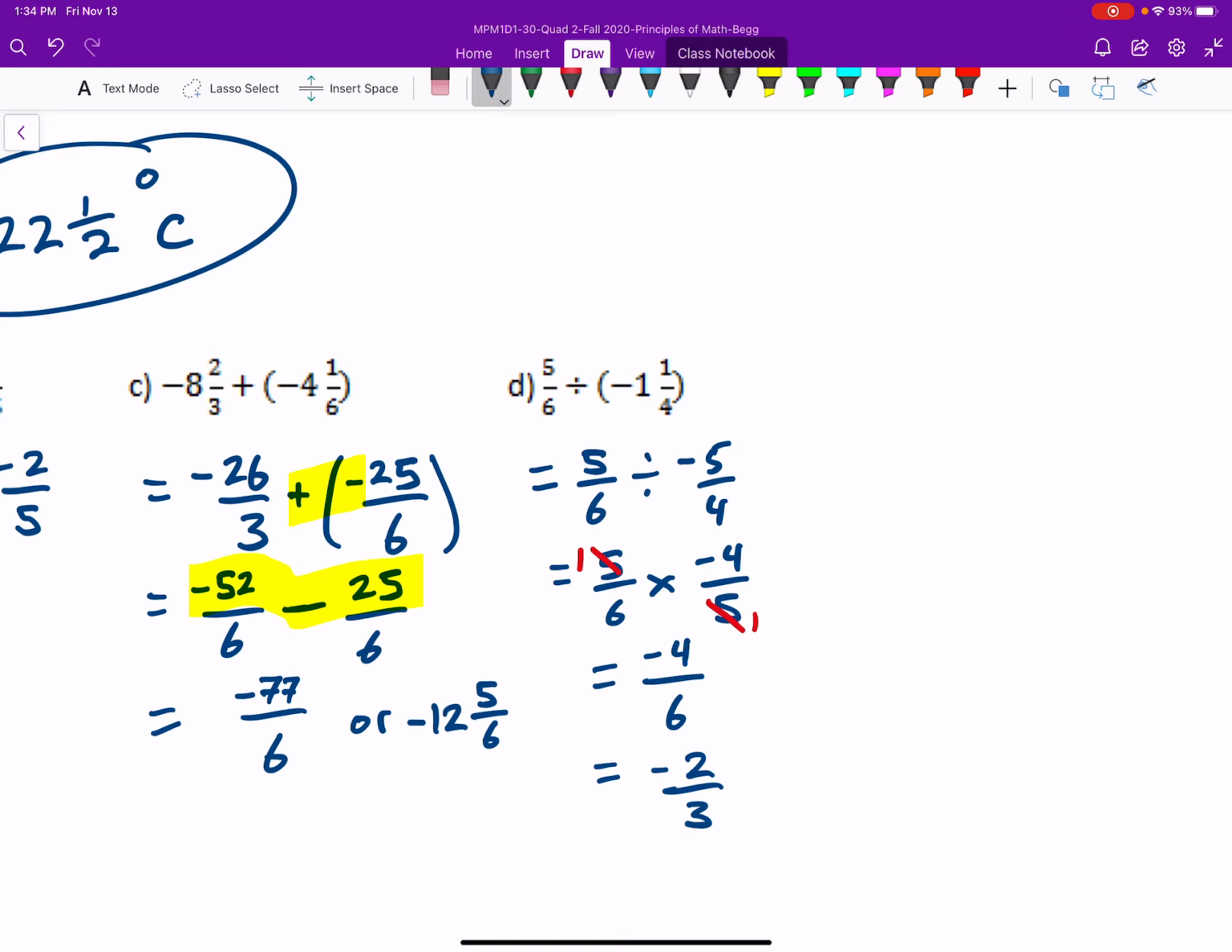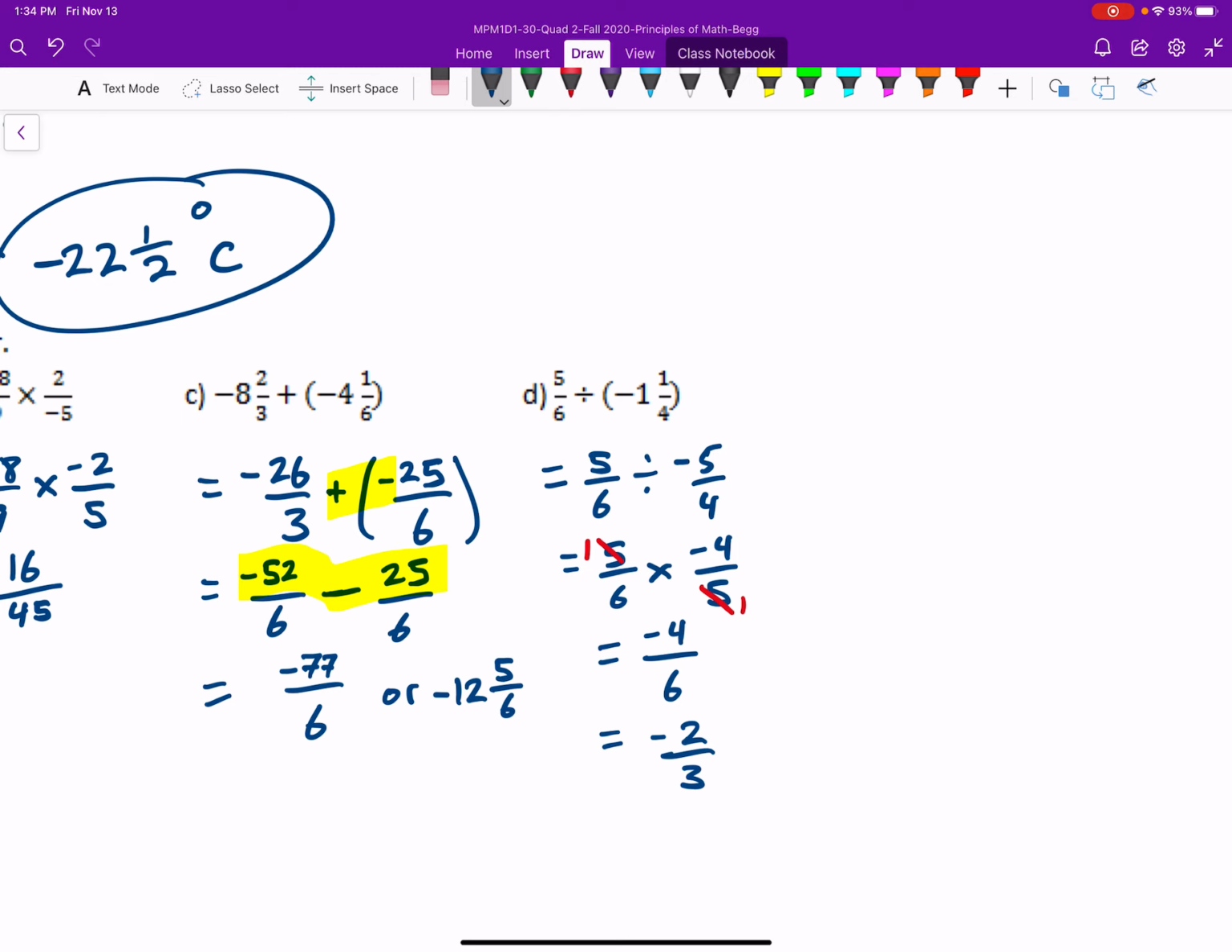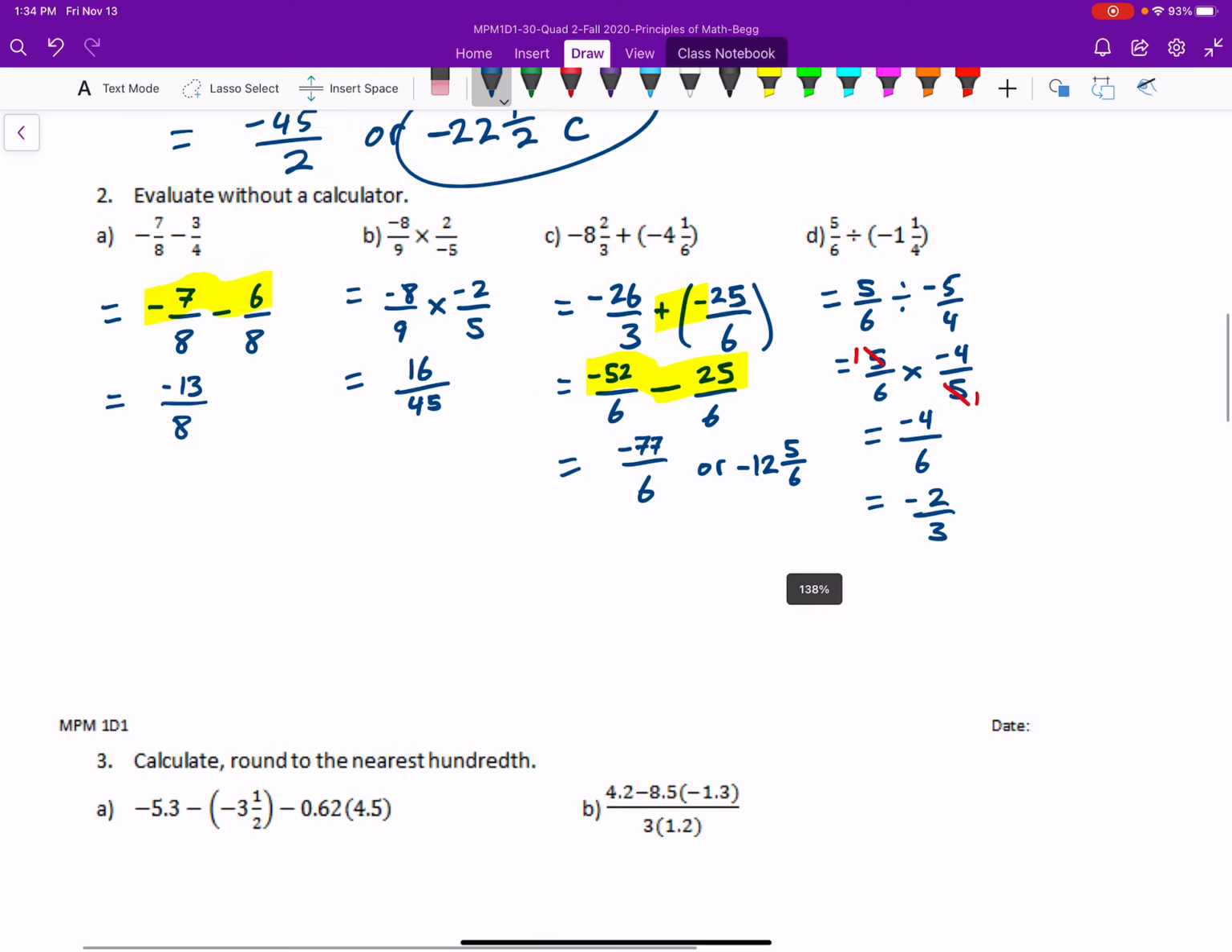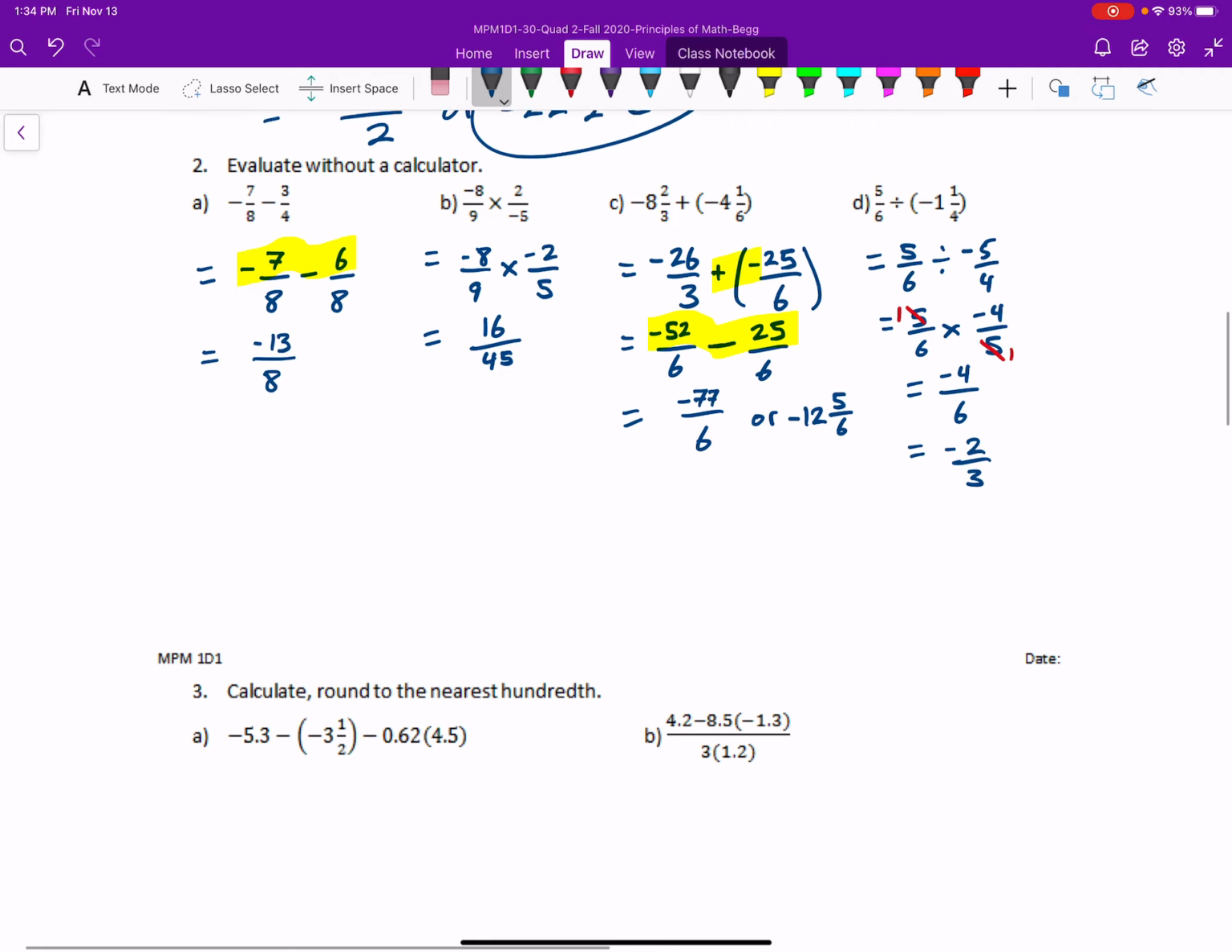Or I could have reduced farther up, right? I could have divided the top and bottom by 2 in that other step where I reduced the 5s. Either way, I do have to reduce at some point, and so it's important to make sure I do that.